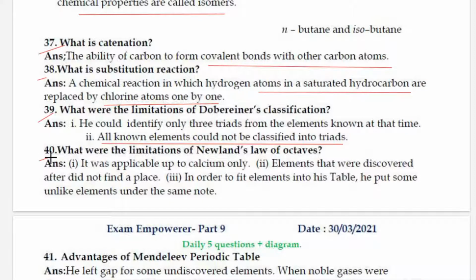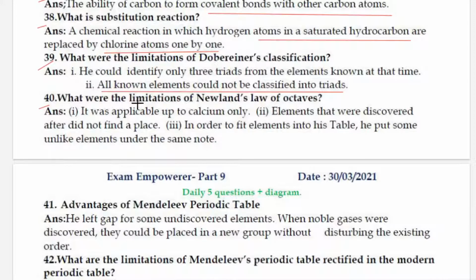Question number 40. What were the limitations of Newlands' law of octaves? It was applicable up to calcium only. Elements that were discovered after did not find a place. In order to fit elements into his table, he put some unlike elements under the same note.